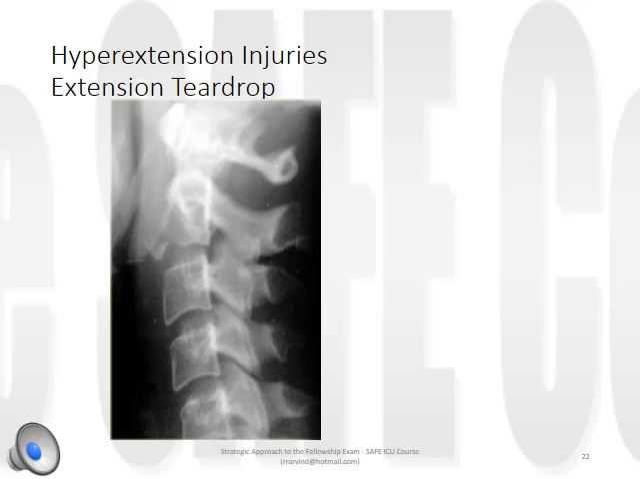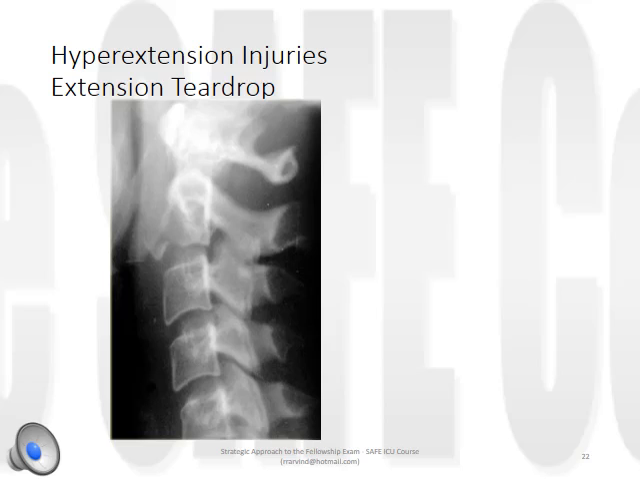Another example of a hyperextension injury is the extension teardrop fracture. It occurs when the anterior longitudinal ligament pulls a bony fragment away from the inferior aspect of the vertebra after a sudden hyperextension. It's quite common in diving accidents. You can see here that little chip that's been pulled away from C2, but also note that there's widening of the space between the C1 and C2 spinous processes.